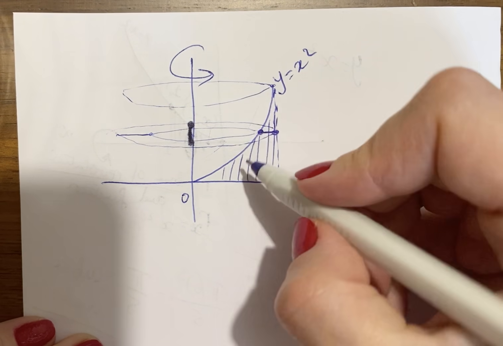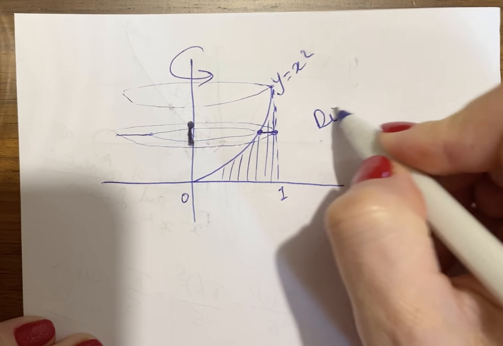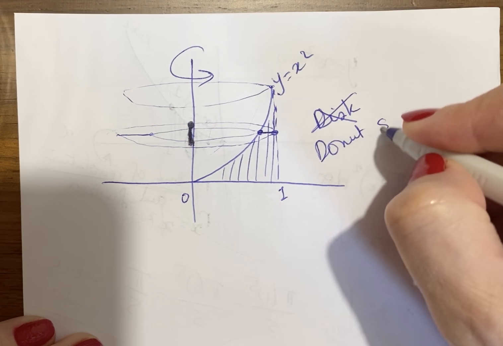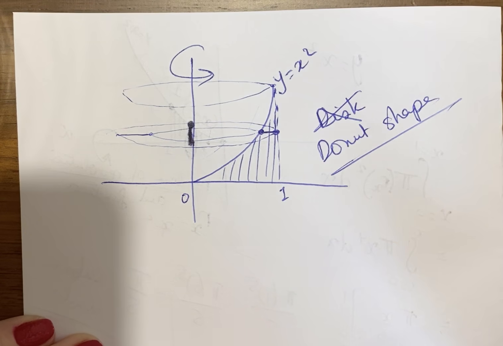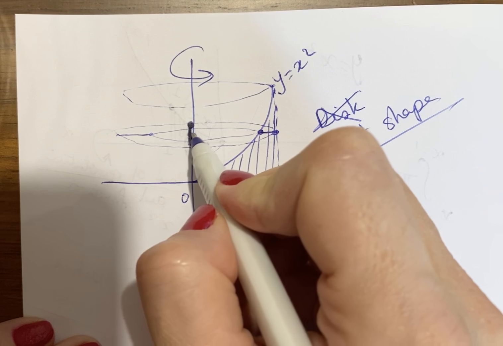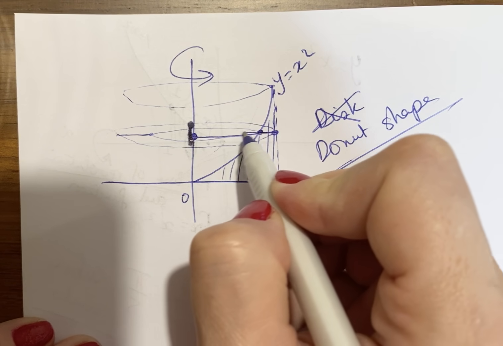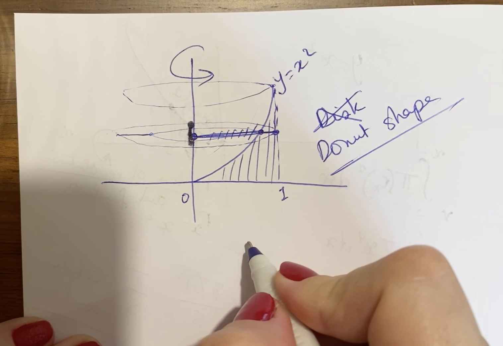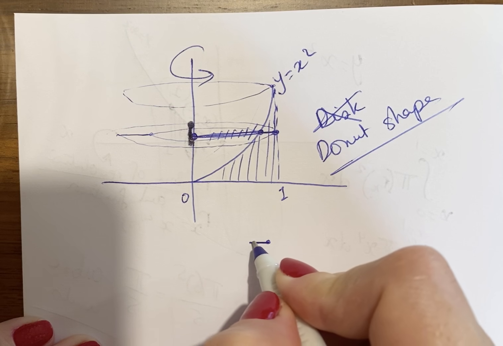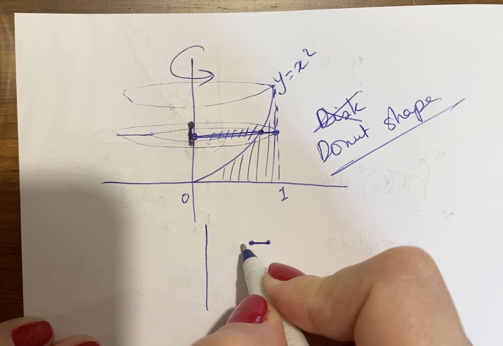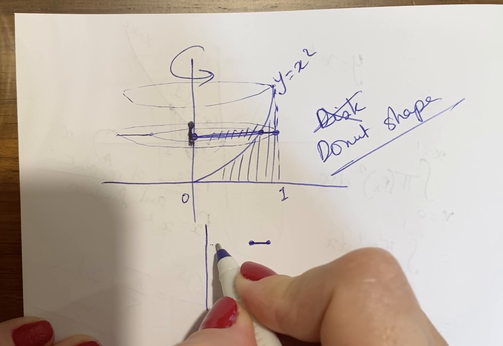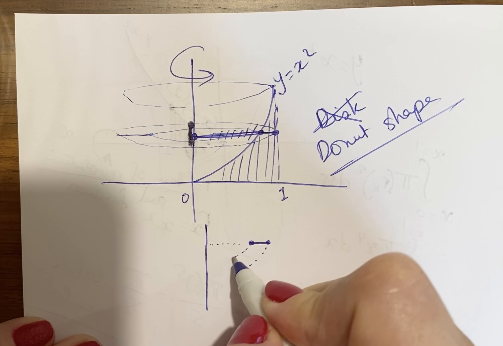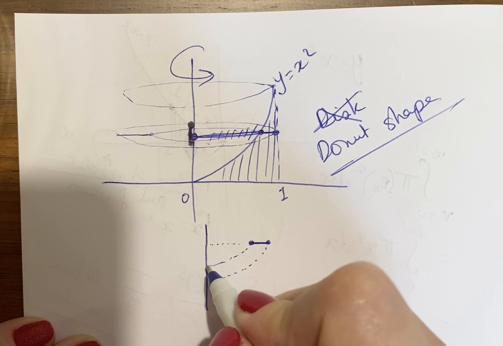You see? So it doesn't give me a disc shape anymore. It gives me a donut shape. It doesn't give me a disc shape because there is an empty part between the line of revolution. This is empty. So when I rotate, I'm not going to rotate the full thing around the y-axis, because it's not on the y-axis. There's an empty part, a hollow part here. So when I rotate around the y-axis, I have to rotate this segment.